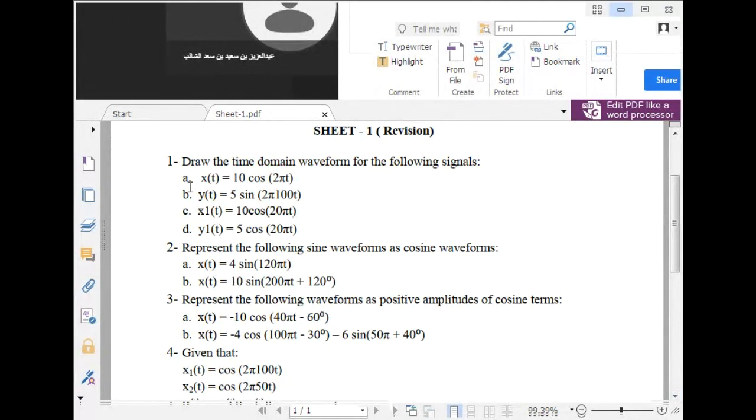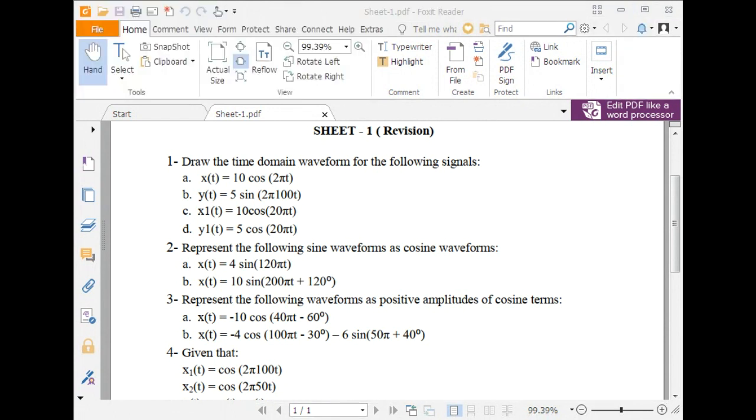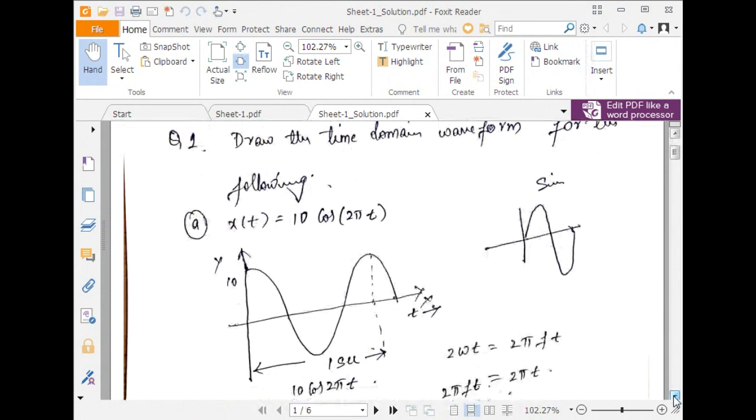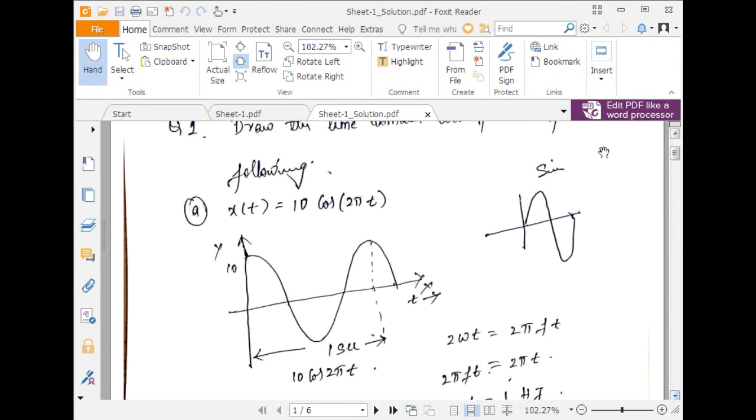So the first question is: draw the time domain waveform for the following signal, x of t equals 10 cos 2 pi t. Now you have the solution here. Can you see it? Yes. The sine signal starts from 0, whereas the cos signal starts from the maximum value, that is 10. The 90 degree phase is given.